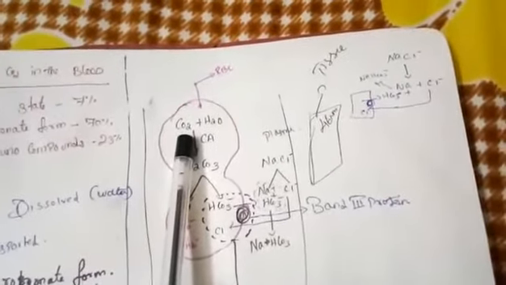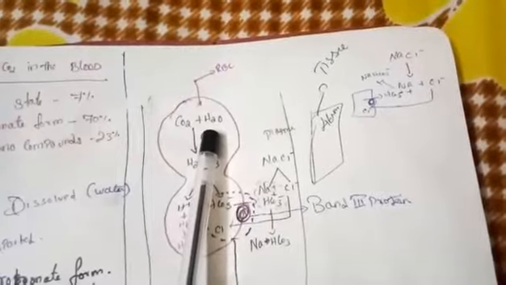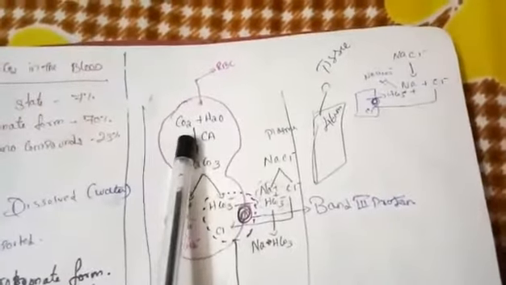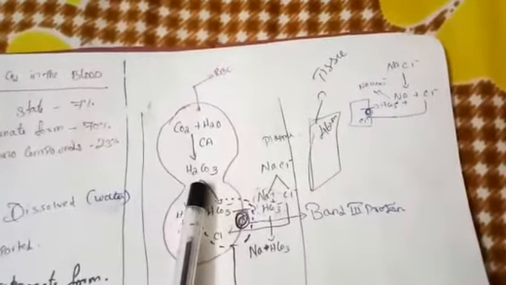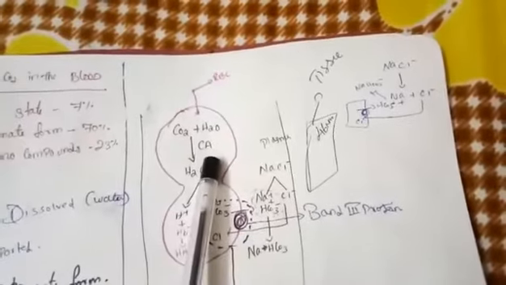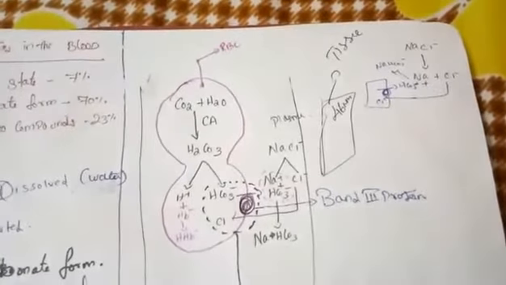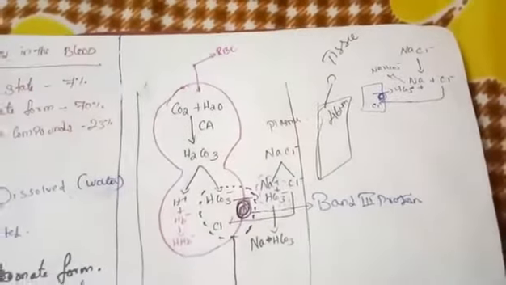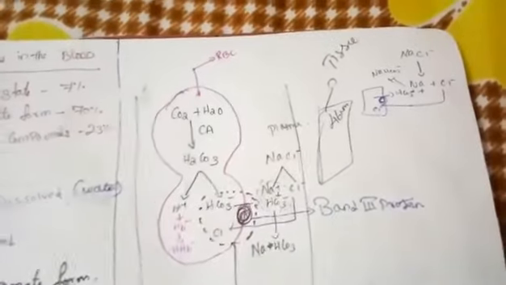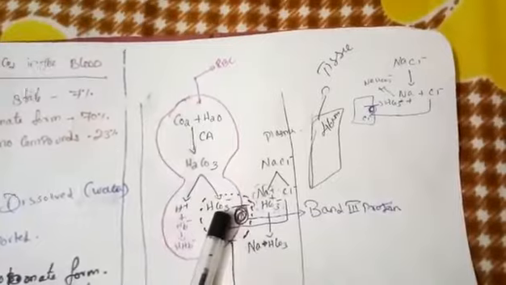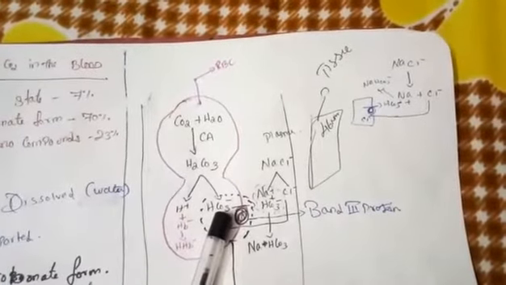So once it enters the RBC, CO2 combines with water, H2O, to form carbonic acid, H2CO3, with the help of the enzyme carbonic anhydrase. This carbonic anhydrase is present inside the RBC. This carbonic acid is a weak acid, hence it will be easily dissociated into H plus and HCO3.